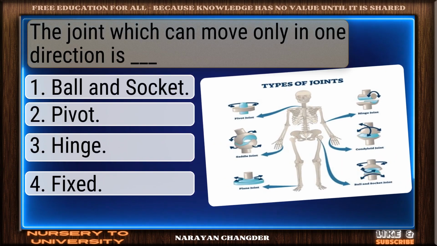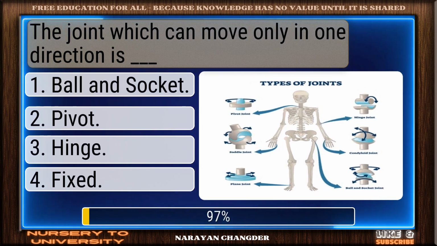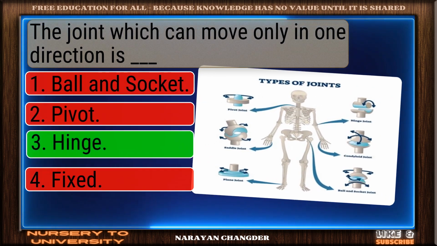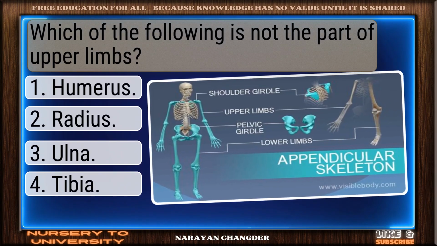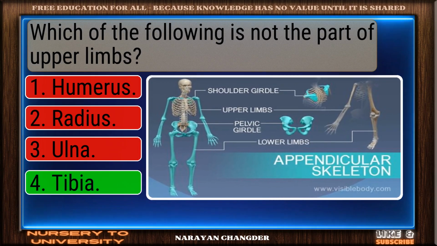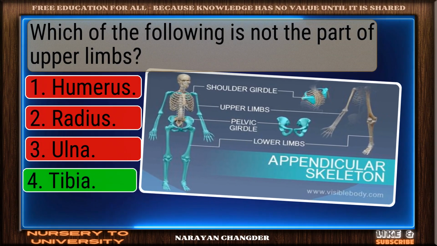The joint which can move only in one direction is dash. Great job. Hinge is the accurate answer. Which of the following is not a part of the upper limbs? Smart pick. Tibia is the correct choice.